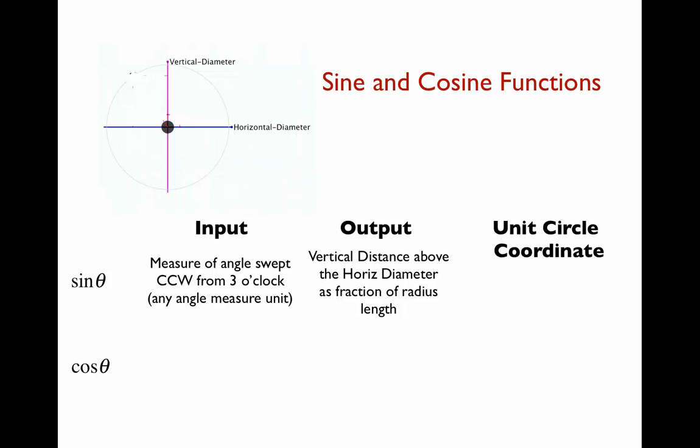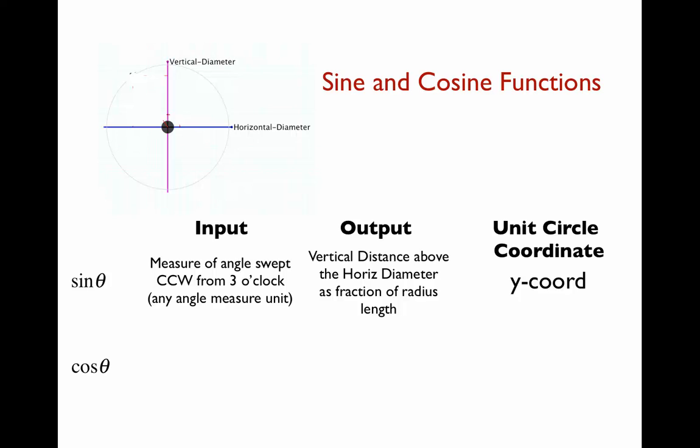Saying radius lengths is okay, just as long as you know we're never going to get more than one length, right? So I'm going to emphasize fraction because radius lengths makes it sound like you could get 2 or 3, all right? We're always going to get a fraction of the radius length or one whole radius length. Unit circle coordinate. X or Y? Y coordinate. All right. Input, cosine theta.